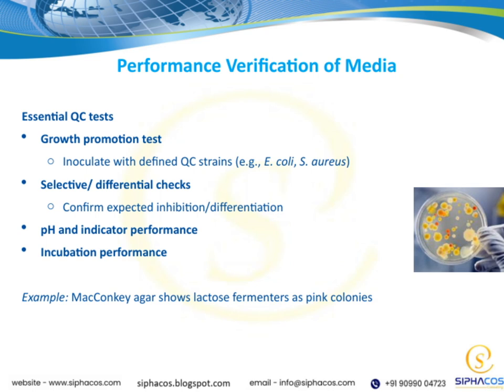Next, we perform selective and differential checks. These are important because they help us verify that the media can correctly inhibit or differentiate bacteria as intended. For example, with MacConkey agar, we expect lactose fermenters to produce pink colonies, which confirms the medium's ability to differentiate based on fermentation. We also check the pH and indicator performance to ensure the media's chemical properties are accurate, and the incubation performance to confirm that the media remains stable and effective throughout the incubation period.